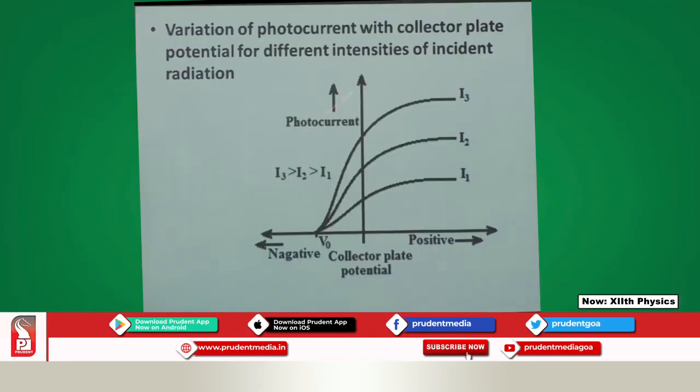But since here the frequency remains constant, intensities are changed, but frequency is constant, and because of that you can see that as you go on increasing the negative potential, you get the stopping potential. Even for three different intensities, the stopping potential is V0, that does not change with intensity.